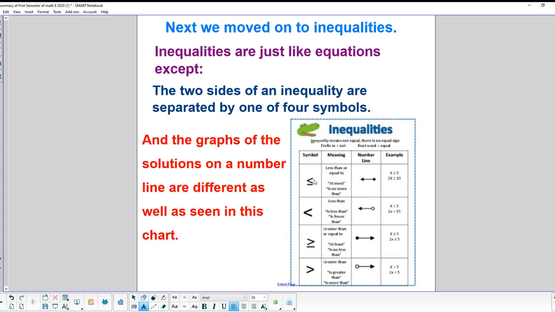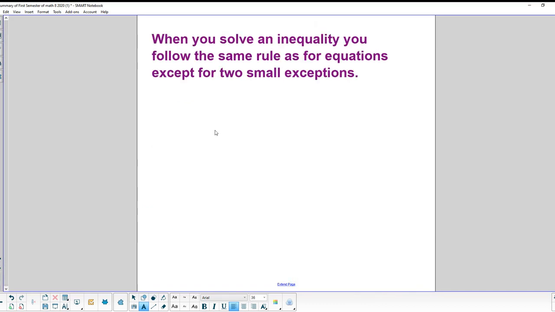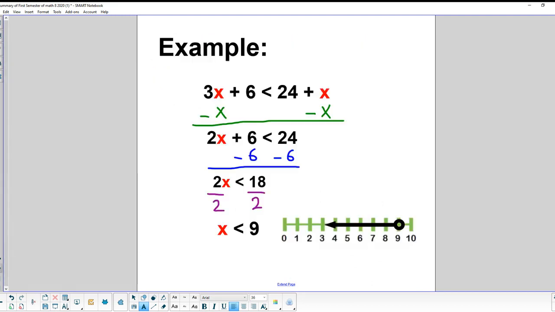And it turns out that if it's less than or equal to, you make an arrow with a solid dot, or if it's just less than, you make an open dot with an arrow. And the same thing applies for greater than or equal to, or just greater than. So that's a major difference. When you solve an inequality, you follow the same rules as for equations, except for two small exceptions.